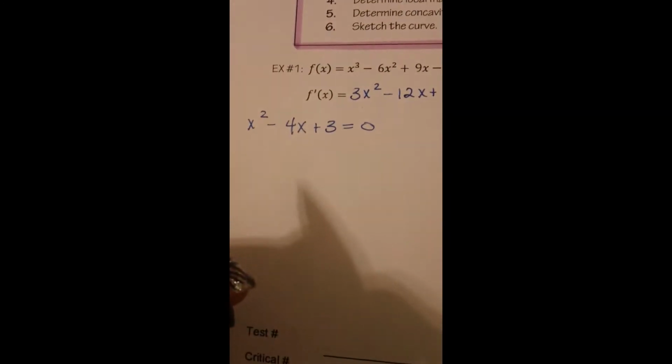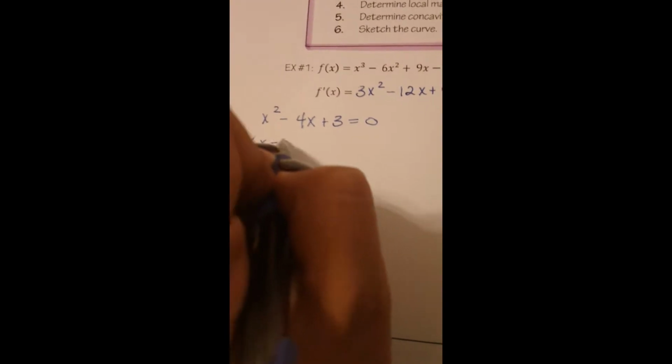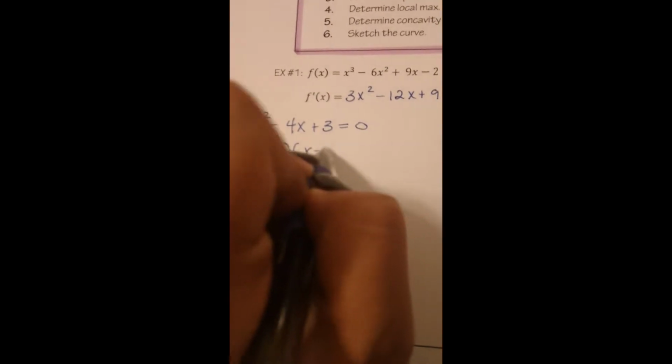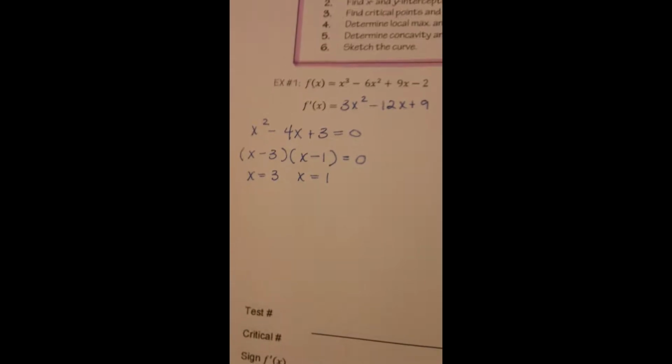We can set this equal to 0, which would be easier. You can do tic-tac-toe, AC method, whichever method works best for you. X minus 3, x minus 1, set it equal to 0. Your critical points are x equals 3 and x equals 1.